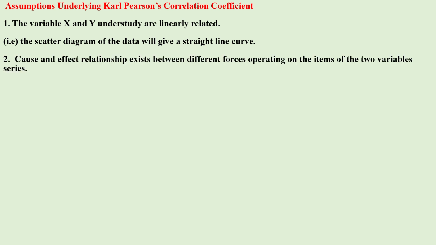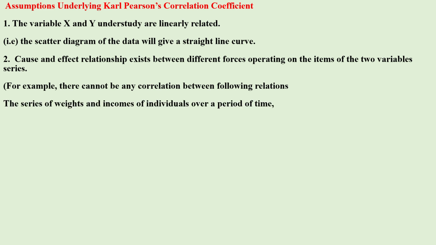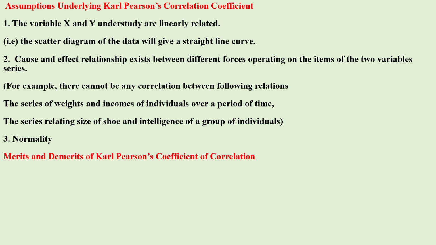Second, a cause and effect relationship exists between the different forces operating on the items of the two variable series. For example, there cannot be any correlation between the series of weight and income of individuals over a period of time. So there is no relation between weight and income. Weight and height have a relation; income and expenditure have a relation. But the series relating size of shoes and intelligence has no relation; the shoes we wear have nothing to do with our intelligence. Third one is normality, the standard normal distribution.